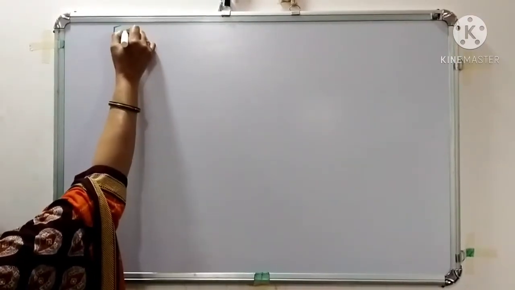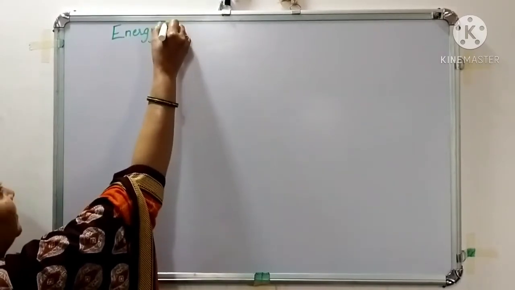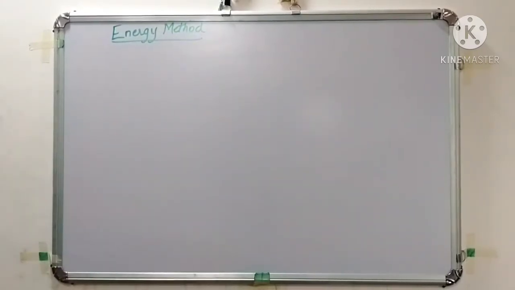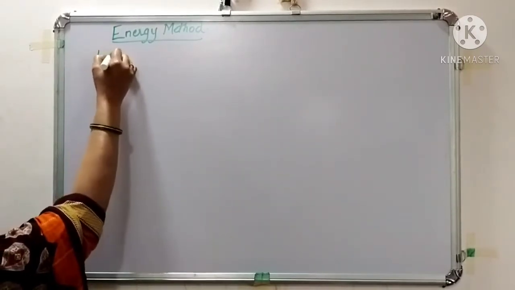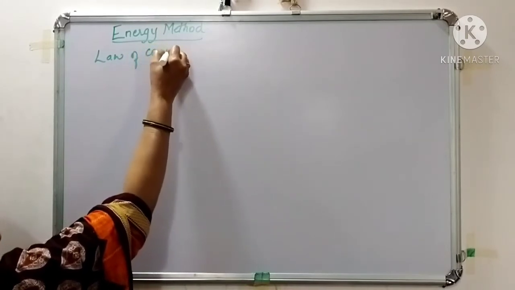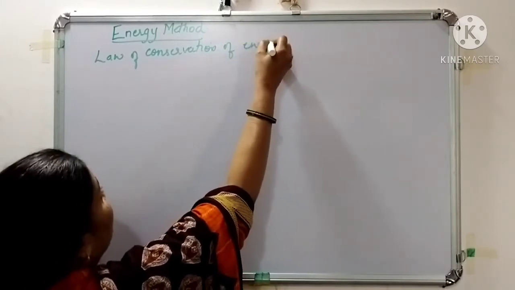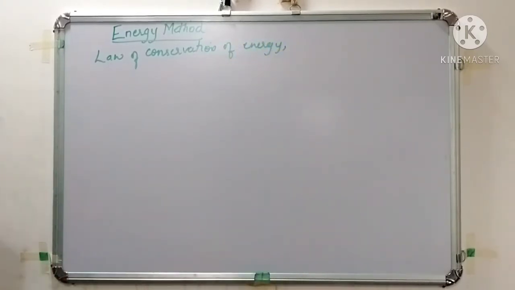Now we shall discuss the energy method. The second one is the energy method. The definition for this energy method is, it is based on the law of conservation of energy. What is that? What does the law of conservation of energy say? The law of conservation of energy says that energy can neither be created nor be destroyed, but it can be converted from one form to another form.